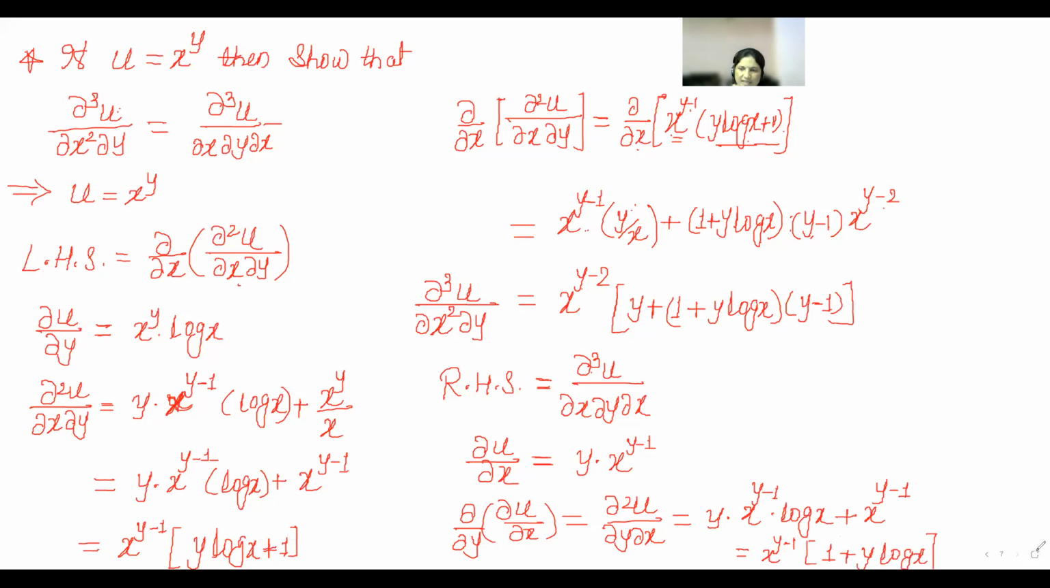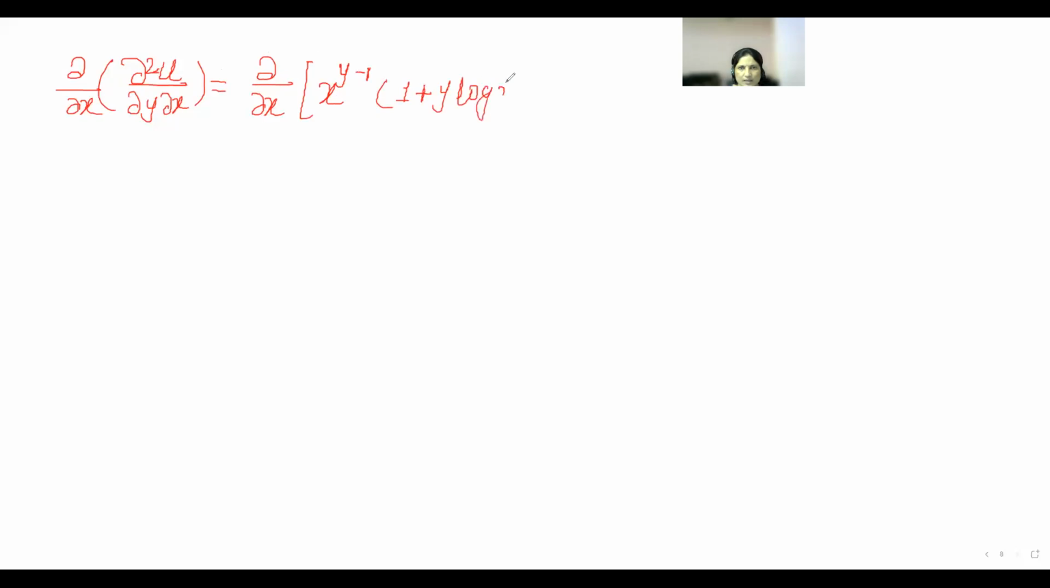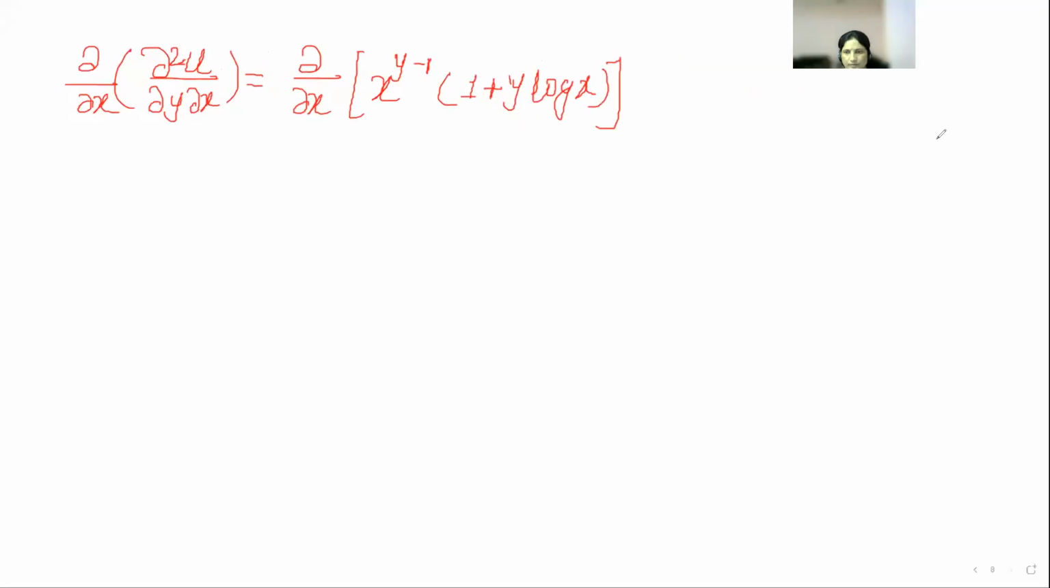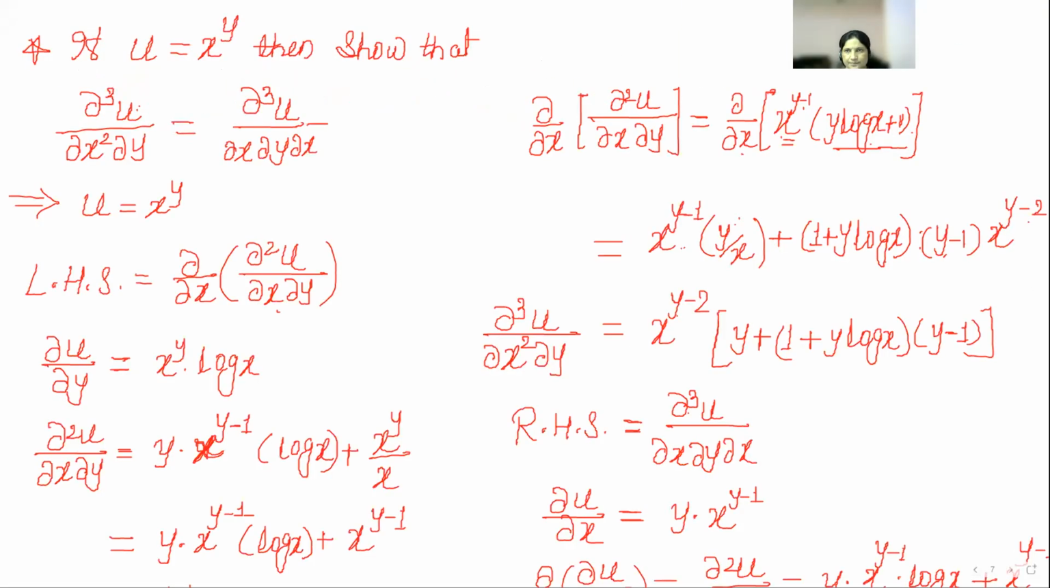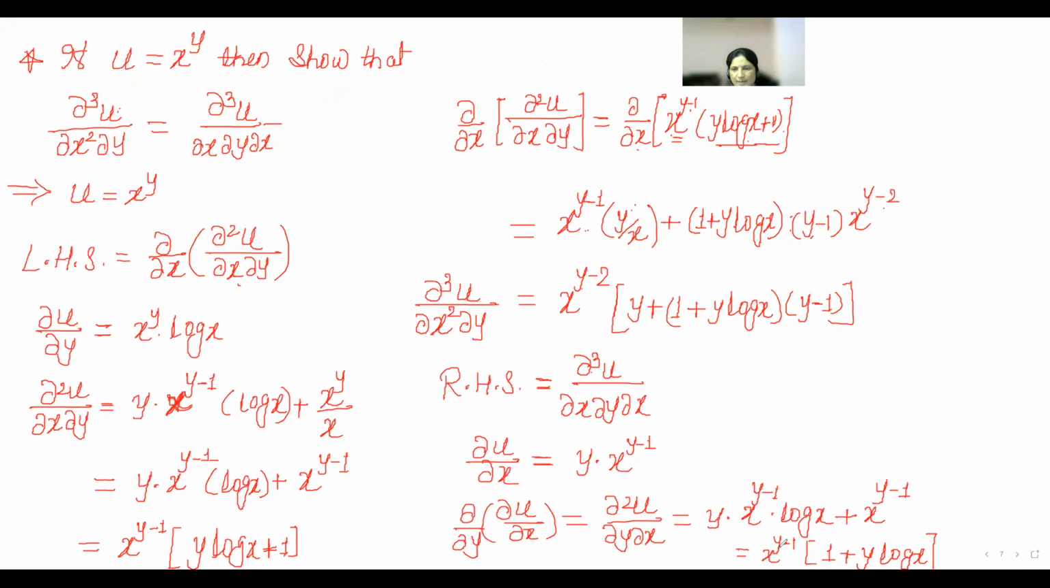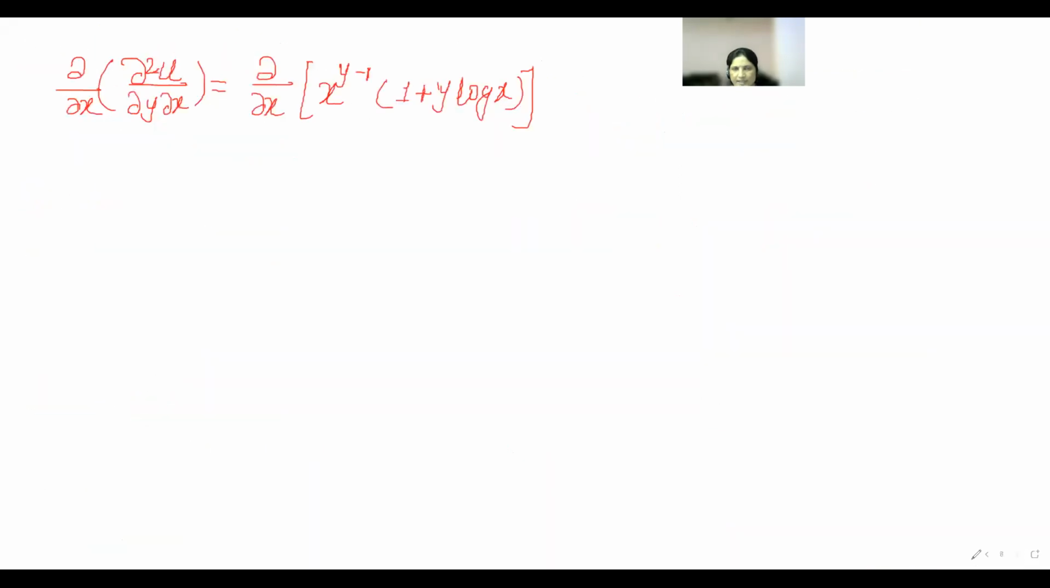Okay. Now we take the derivative again, so ∂²u/∂y∂x. Again we are taking partial differentiation with respect to x. Here it is ∂/∂x of x raised to y minus 1 into, in bracket, 1 plus y log x. Okay, look here, check this term: x raised to y minus 1 into 1 plus y log x. We take its derivative once again.